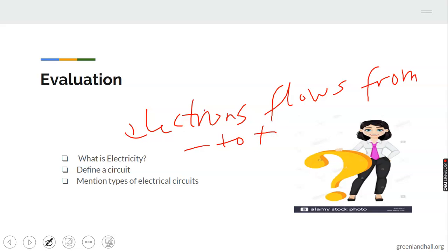Then let's go to circuit very fast. Who can tell me what a circuit is? A circuit is a path that an electric current travels on. Now let's quickly go to the types of electrical circuits. I told you short circuits, open circuits, and closed circuits. And I told you about simple circuit, series circuit, and parallel circuit. Very good. Now I told you that parallel circuit is the one that houses are wired with.